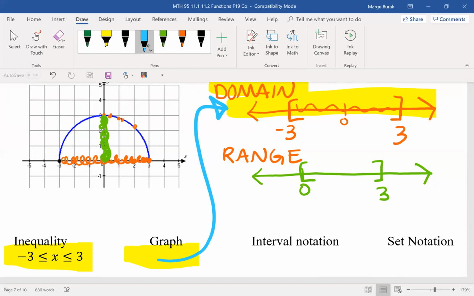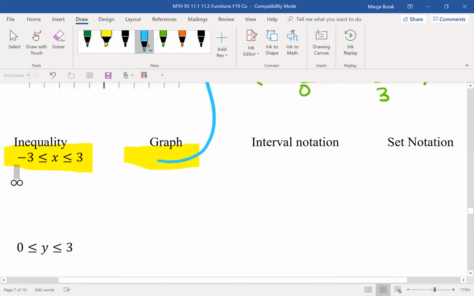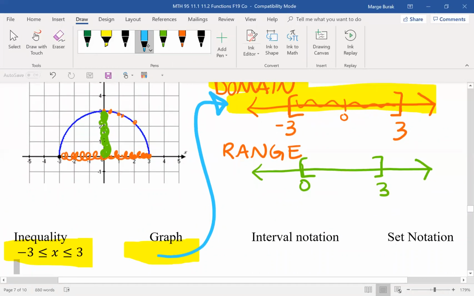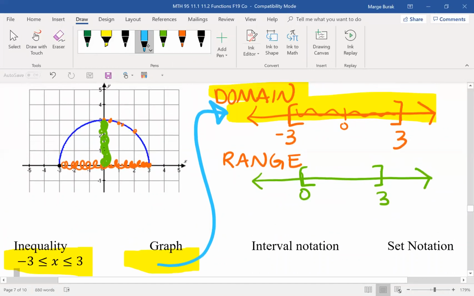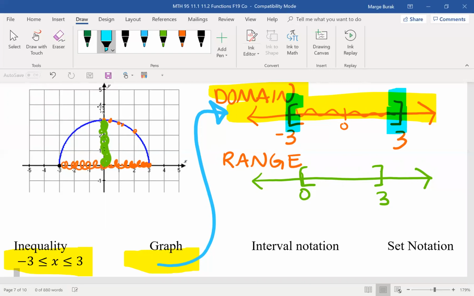All right, now I'm going to remind you, or let's talk about interval notation and set notation. So if you look at that graph, for interval notation, all we have to do is take this endpoint, and we write it like that. And then we take that number underneath it, comma, and that number underneath that. This means all of the numbers from -3 to 3, including the endpoints.